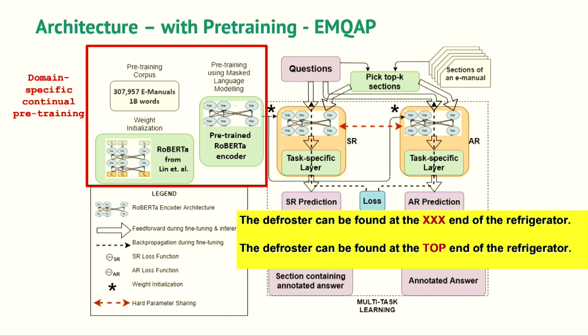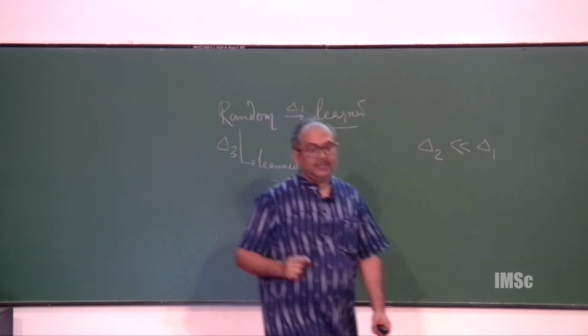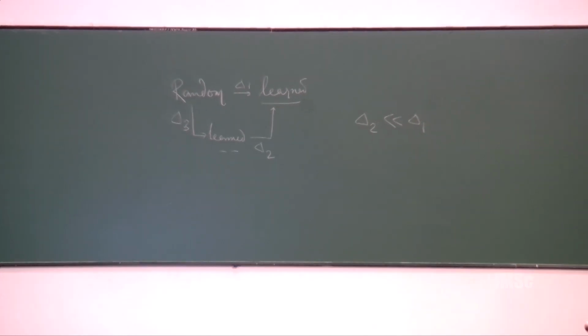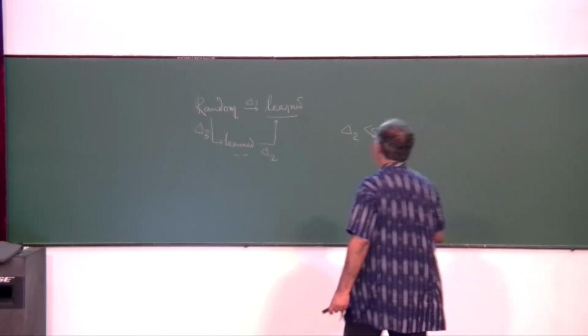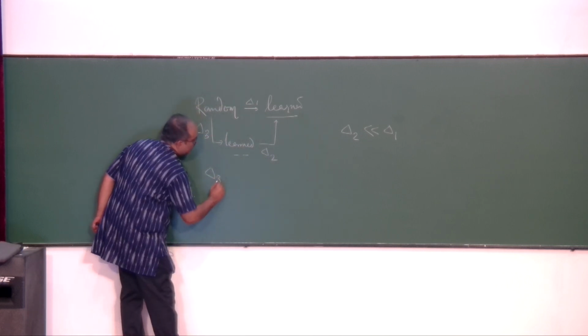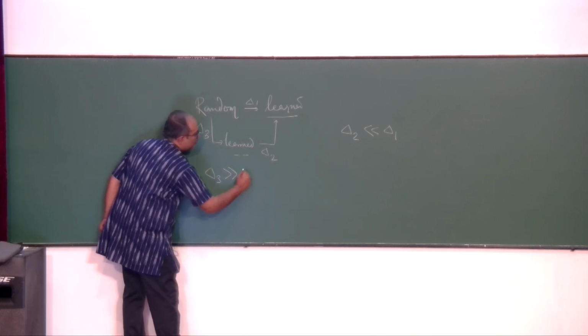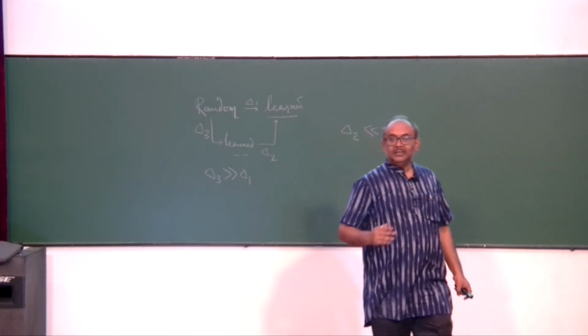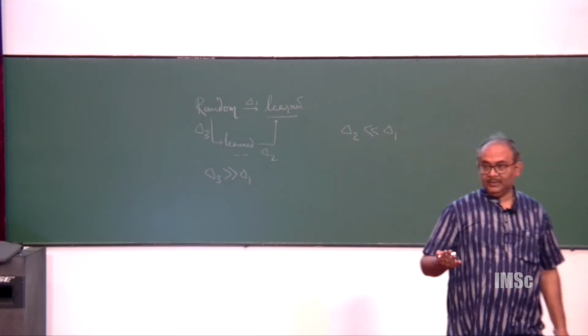So this is delta 3. What is the relation between all the deltas? Is delta 3 greater than delta 2? No, that we don't know. Delta 3 may be very low, or it can even be greater than delta 1. But we don't care, because we have enough data.